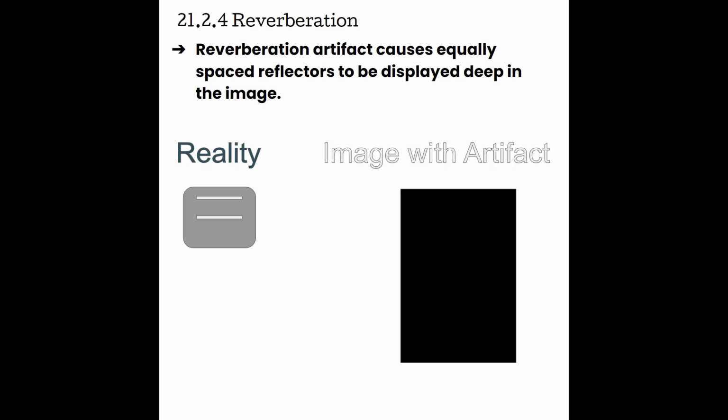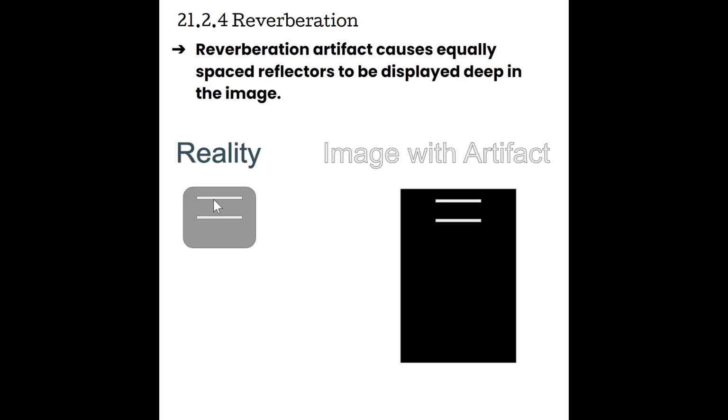So reverberation artifact causes equally spaced reflectors to be displayed deep into the image. So for example, let's say we have two strong reflectors within the body. Sound is going to come in, bounce off this first one, and it's going to go back to the transducer, and the image will show that first strong reflector. Now sound will continue through, bounce off the next strong reflector, and some of that energy is going to go back to the transducer, and the machine displays it. So the first two reflectors in the image are true reflections.